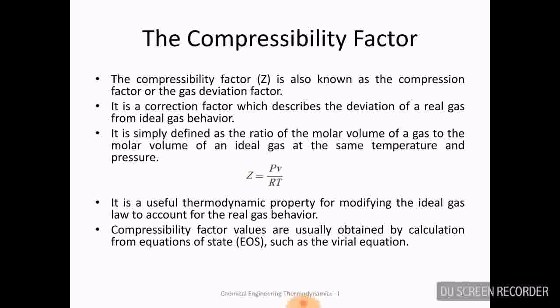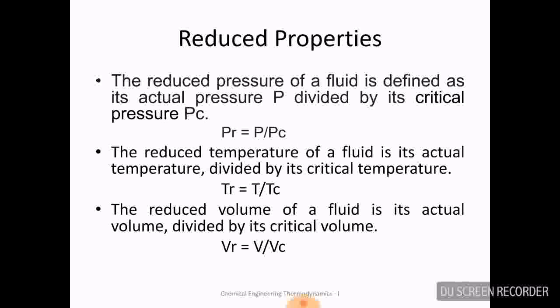Z is equal to PV by RT. It is a useful thermodynamic property for modifying the ideal gas law to account for the real gas behavior. Compressibility factor values are usually obtained by calculation from equations of state such as the virial equation.